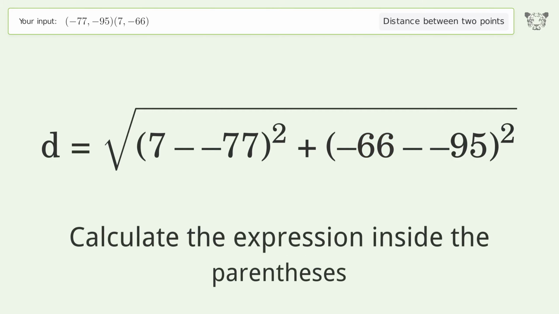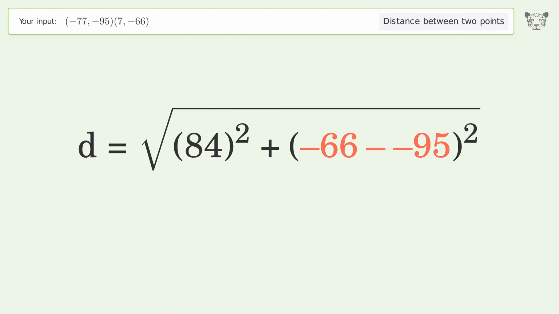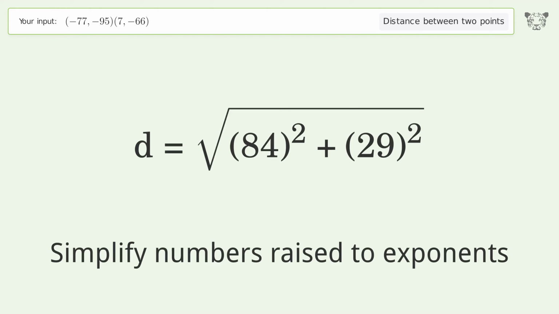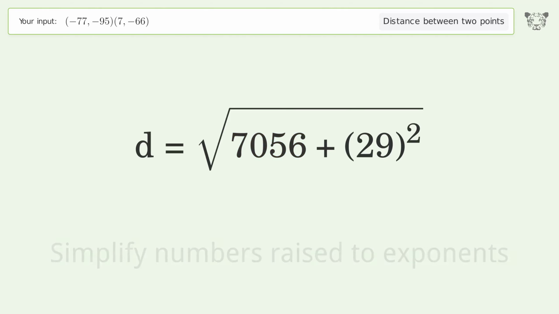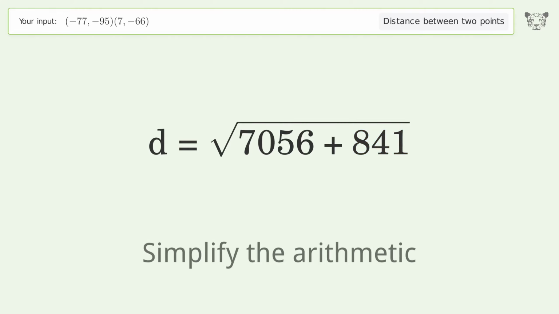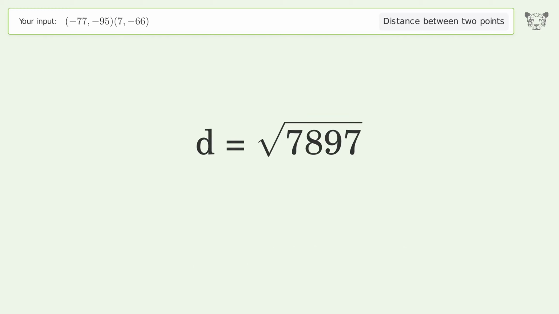Calculate the expression inside the parentheses. Simplify numbers raised to exponents. Simplify the arithmetic. And so the distance between the 2 points is the square root of 7,897, or 88.865.